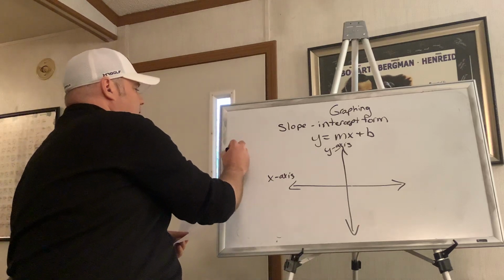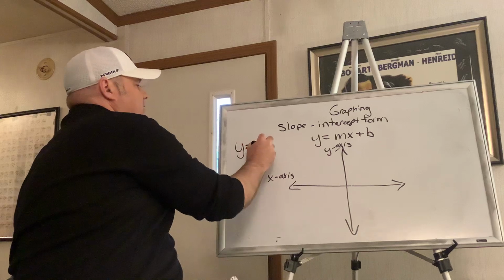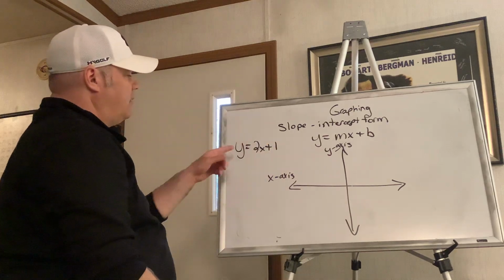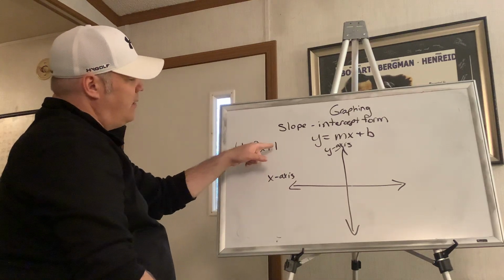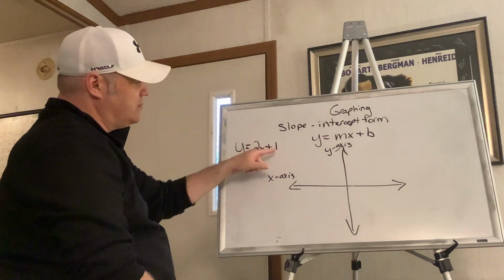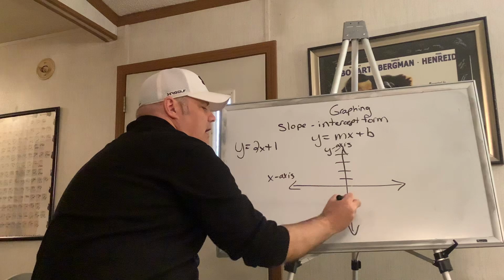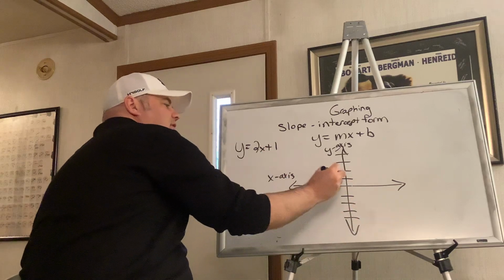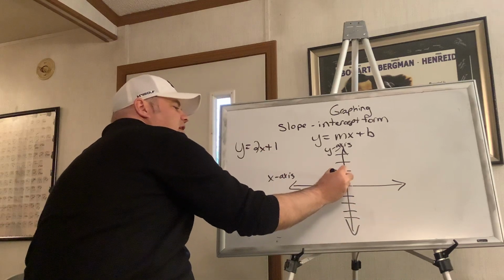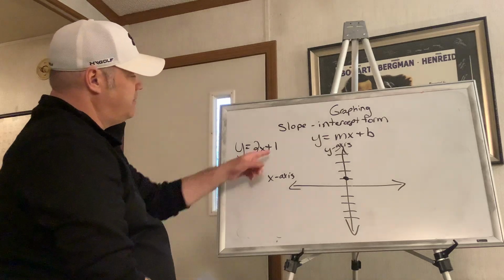But let's do a couple where we're just putting where the y-intercept is. So this one right here, y equals 2x plus 1. Okay, now what that's telling me is the slope and where it crosses the y-axis, this 1. So that's where we're going to start on this one. We're going to start at positive 1 on the y-axis. That's my first point, positive 1.